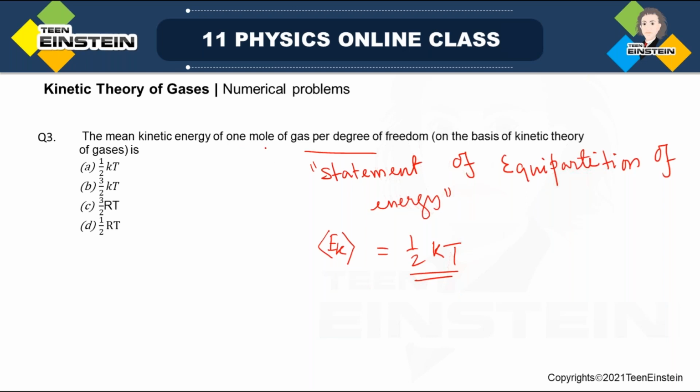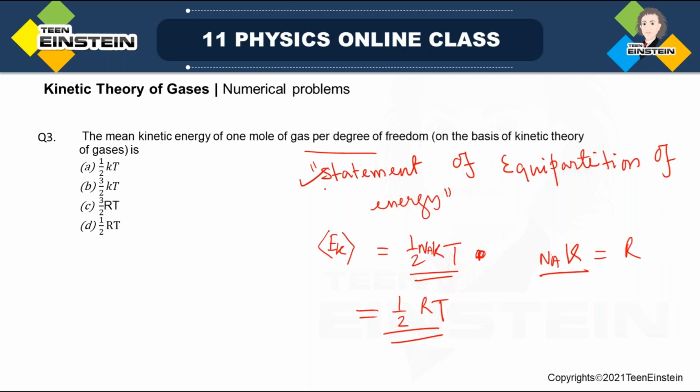But here you have been given 1 mole gas. So 1 mole gas means you already have Avogadro number of molecules. So NA has to be multiplied with this. So you get NA, and k is actually R, the universal gas constant. So you get half RT. I hope you understand this. I hope this is clear to you. You have to remember the correct statement of the equipartition of energy: each degree of freedom per molecule.